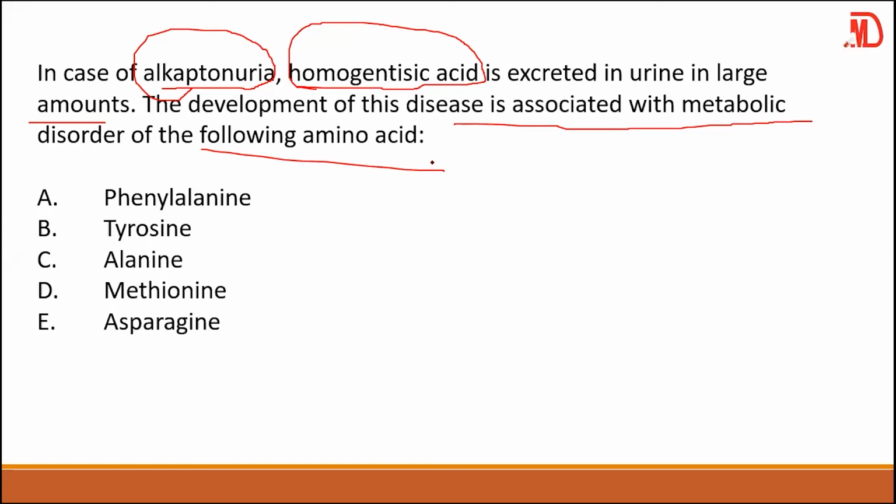Guys, now for them to excrete a lot of what? Homogentisic acid. This homogentisic acid is generated from tyrosine. Don't forget, first of all, we're talking about phenylalanine and tyrosine, right? But to be specific, they are talking about homogentisic acid. And this is generated from tyrosine. So over here, we are looking for tyrosine.